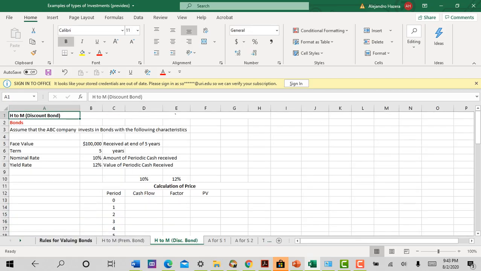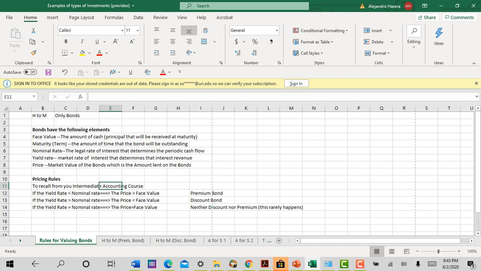Just to recall, in the last video, we went over the rules for pricing bonds, all 5 elements of bonds, and the pricing rules. We used a premium bond in the first example. In that case, the yield rate was less than the nominal rate, so the price of the bond was greater than the face value, and so we had a decreasing amortization table and a decreasing carrying value.